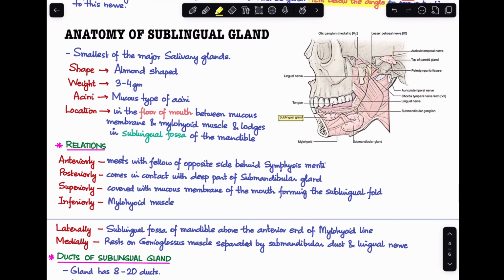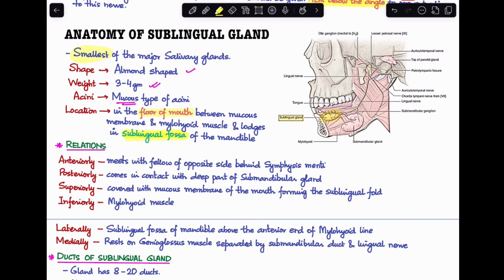So the sublingual gland is the smallest gland amongst the three major salivary glands. You can see in the image over here, this is the location of the sublingual gland. It is almond shaped, is very small, weighs about 3 to 4 grams, and it has mucus type of acini. So now we know that the sublingual gland is mucus type, the submandibular gland is a mixed type, and parotid is a serous type. Coming to the location of the gland, it lies in the floor of the mouth between the mucous membrane and the mylohyoid muscle, and it lodges in the sublingual fossa of the mandible.